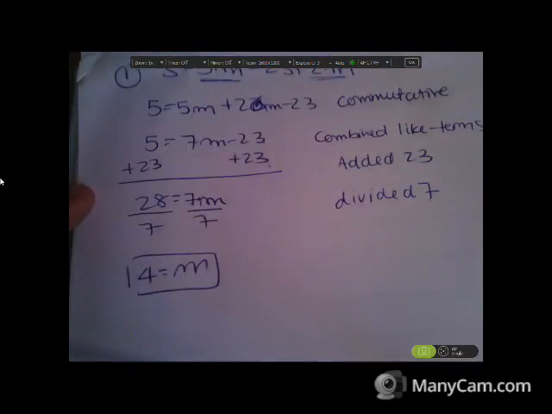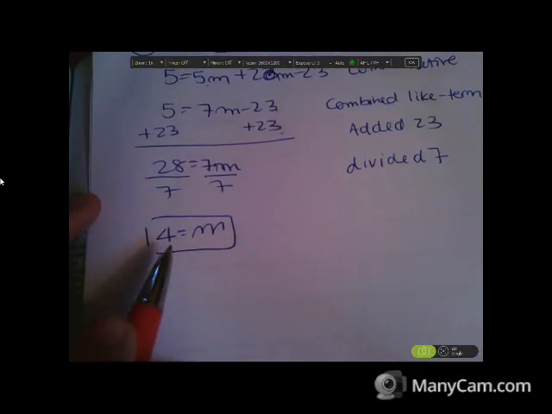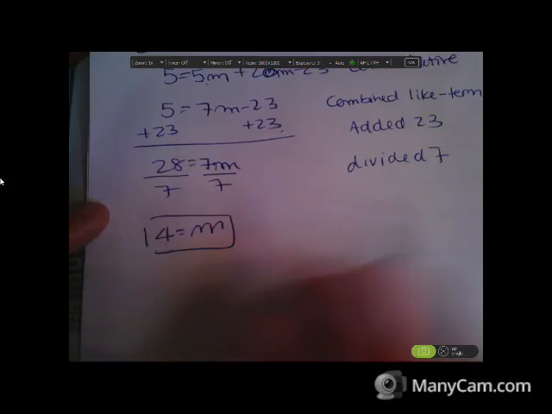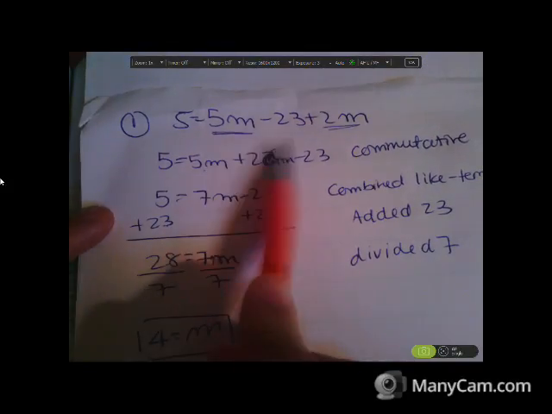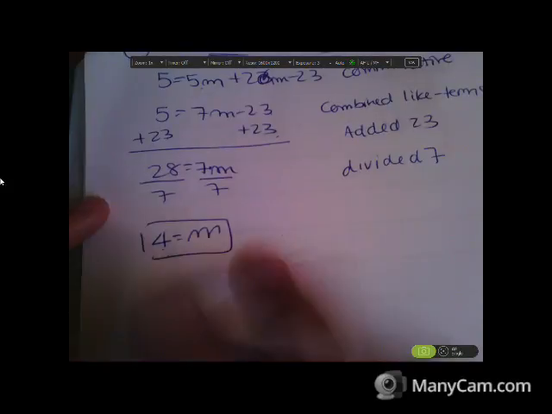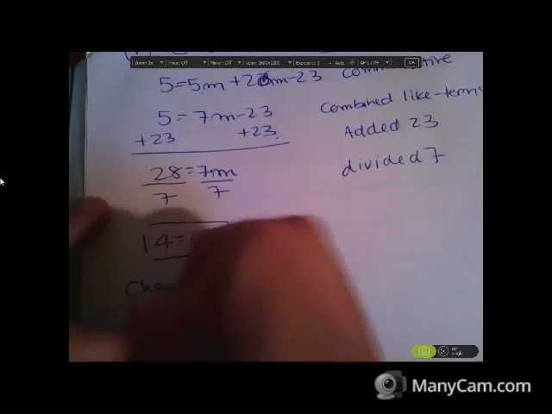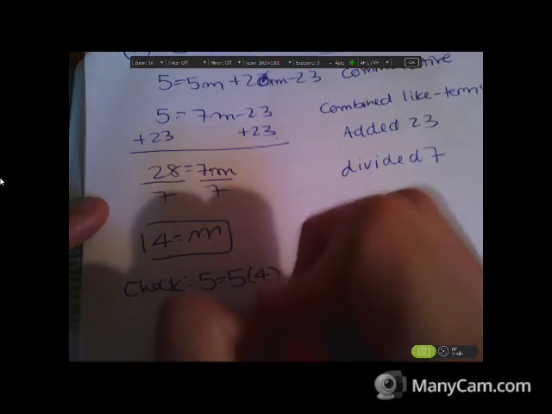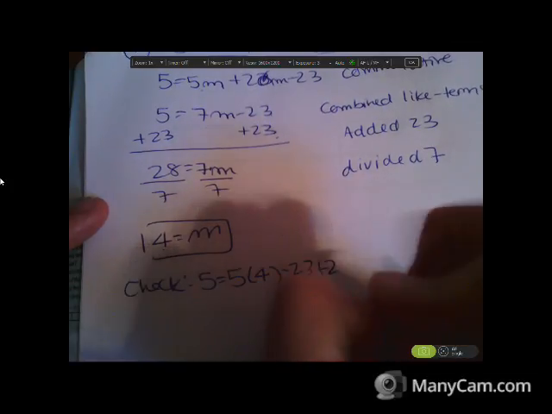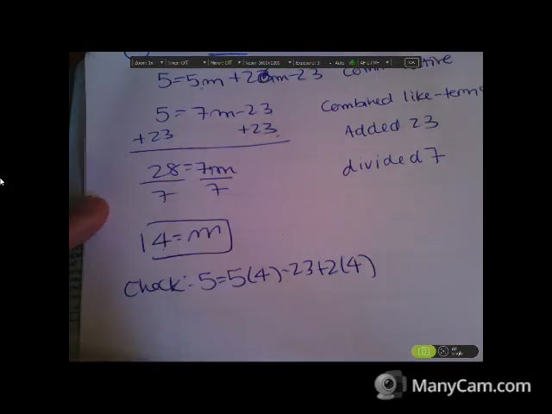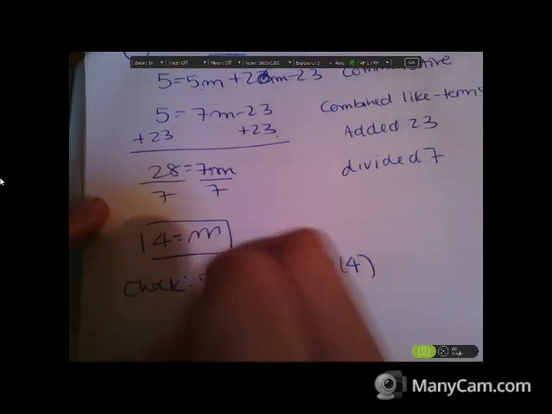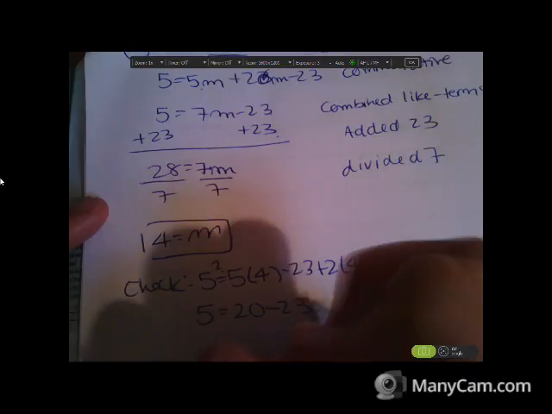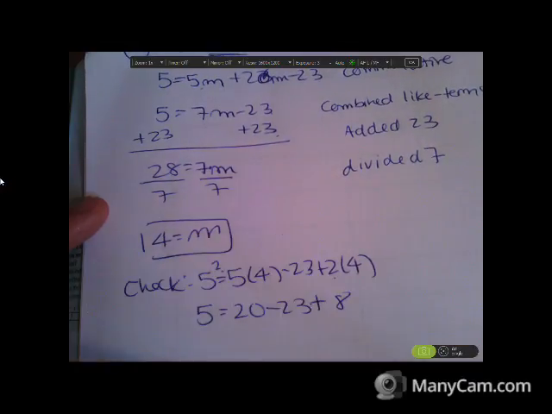But how do I know if this is right? How do I know if that's for sure? So I'm going to check it. For every m I see, I'm going to plug it back into this equation. So let me put check. 5 equals 5 times 4 minus 23 plus 2 times 4. Does that equal 5? So 5 times 4 is 20 minus 23 plus 2 times 4 is 8.